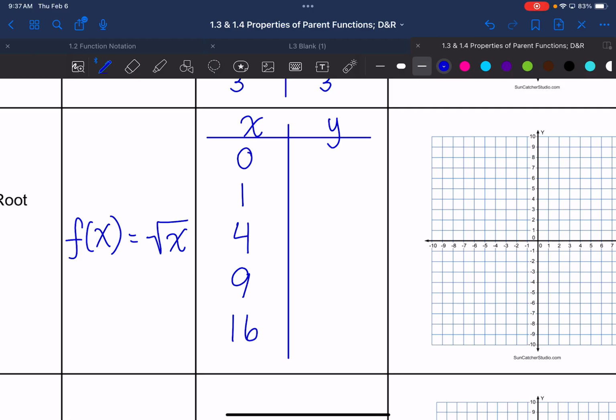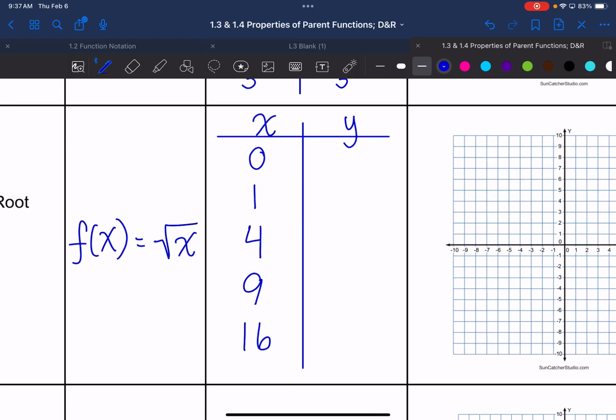And again, the idea of function notation is I'm taking my input, plugging it into the function, and seeing what I get out. So if I square root 0, I'm just going to get 0. If I square root 1, I get 1. If I square root 4, what do I get? 2. What happens if I square root 9? 3. And square root 16? 4. Look at that. We're quick with it, and you'll see those are now your coordinate points.